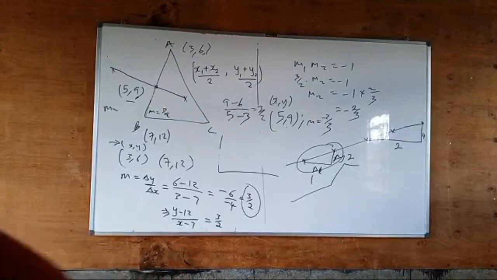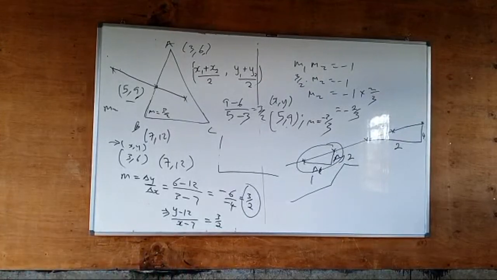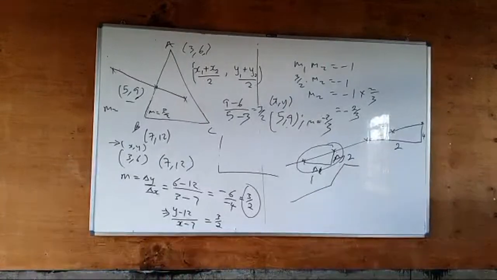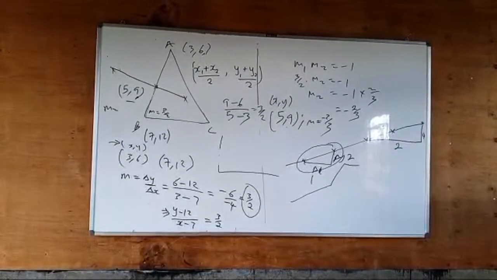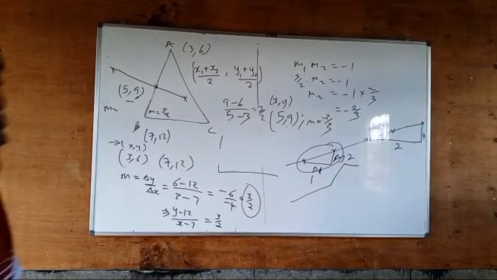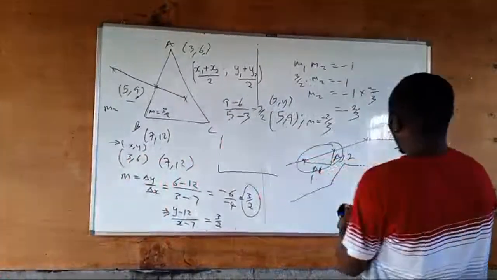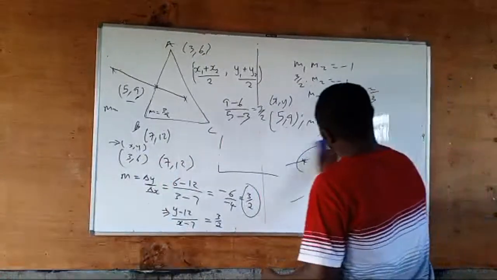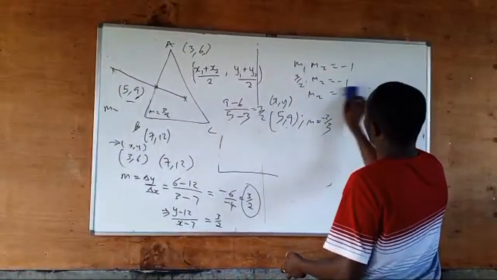Tuweke hii tissue hapa. Sawa. So you assume there's another point that you don't know. Ni gani? x, y. Acha tufute hapo chini.